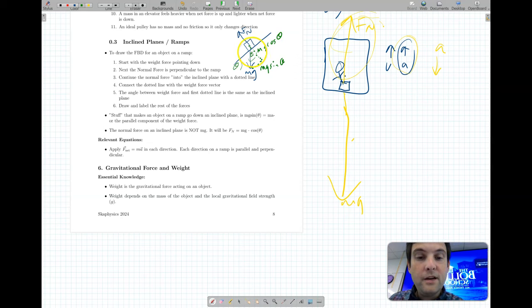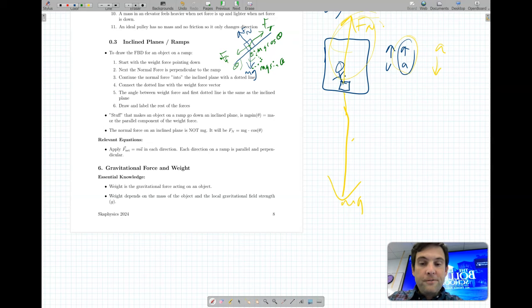The angle between the weight force and the continuation of the normal force is going to be the same angle as our inclined plane was at the very beginning. Then from there you can draw and label all the other forces. If you've got tension going up the ramp, and you've got friction going down the ramp, because friction opposes the direction of sliding. So if we're sliding up the ramp, then friction would oppose.